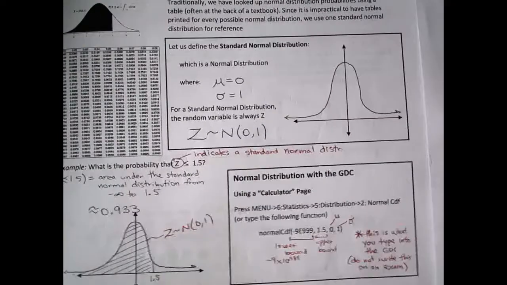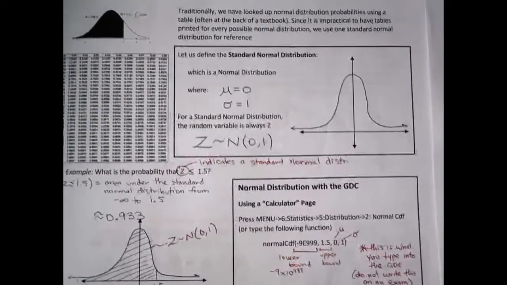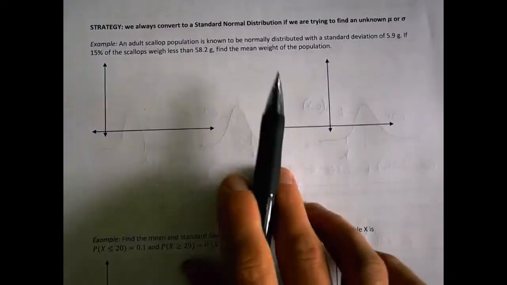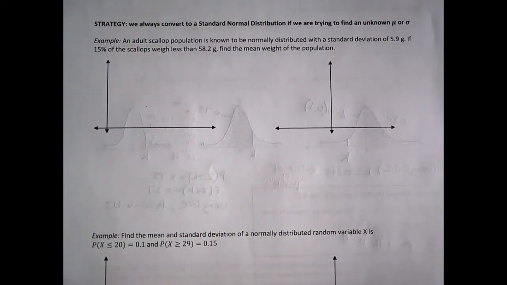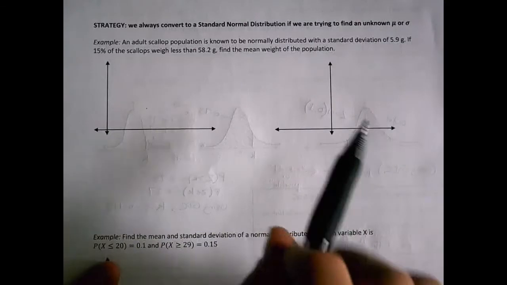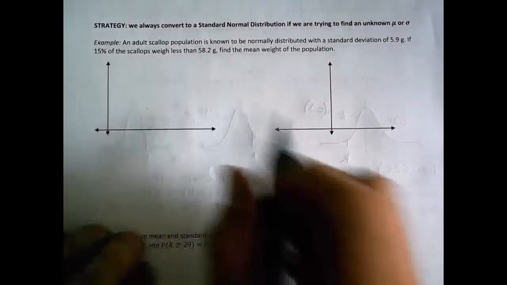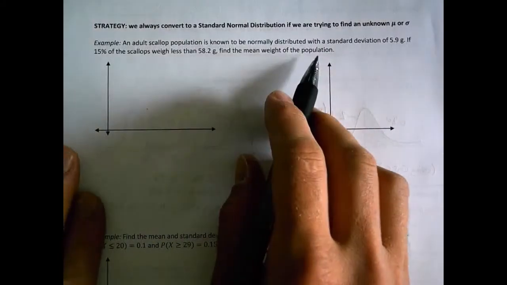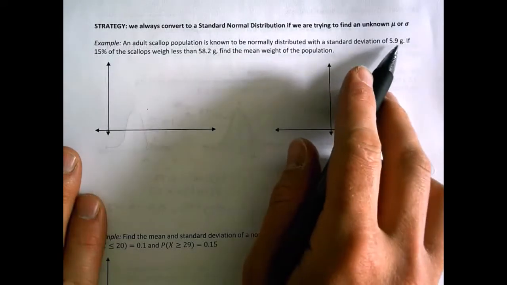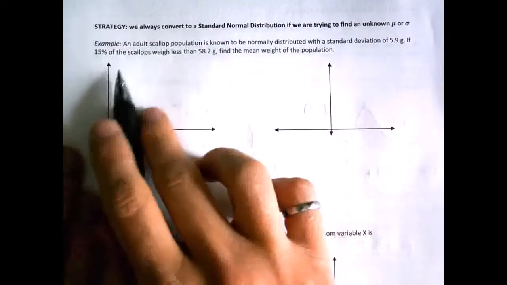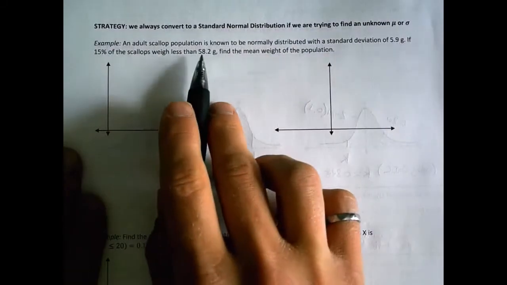It's like, why are we doing this? We don't really need it anymore. Well, unfortunately, we do need it to solve questions like this, where you don't know these two parameters. For example, we have an adult scallop population, and they have a normal distribution. Standard deviation is 5.9. 15% of scallops weigh less than some amount.